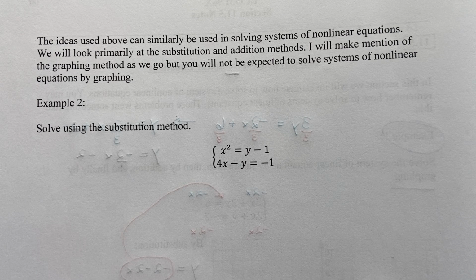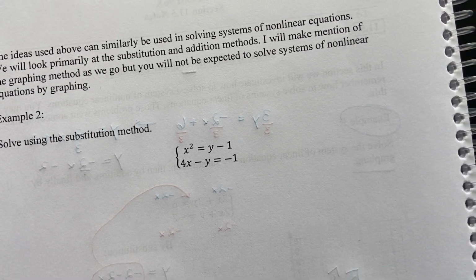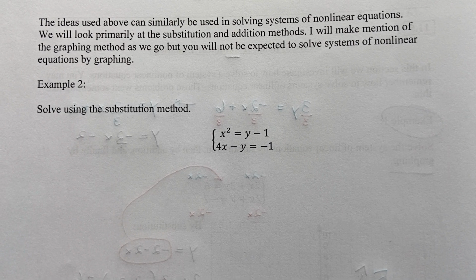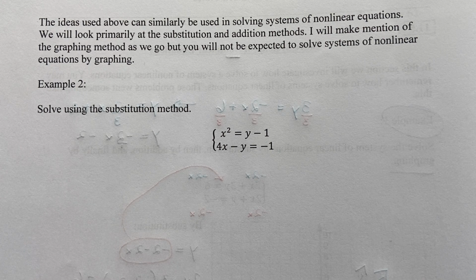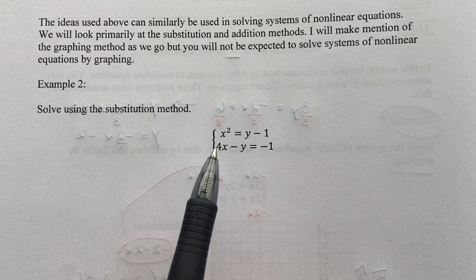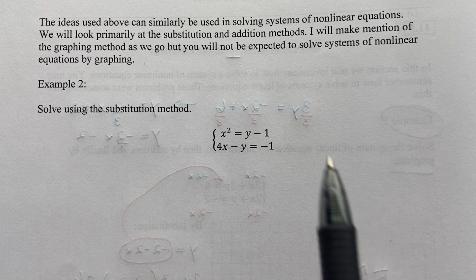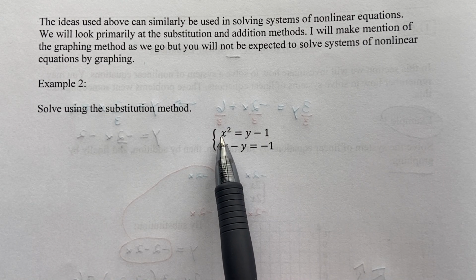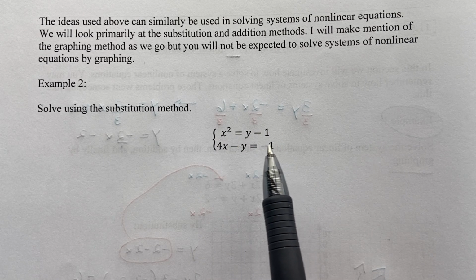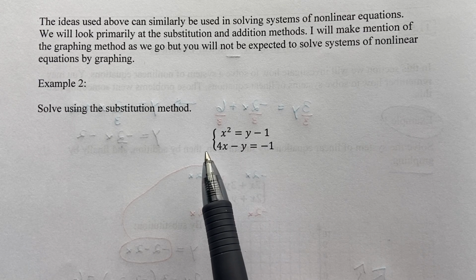All right, so as I was saying, the ideas we were just using on the linear cases can be extended to these nonlinear cases. So we have, it says, solve using the substitution method. All right, so I'm seeing we have some quadratic. So this would be actually a parabola. And then we actually do have a line here.